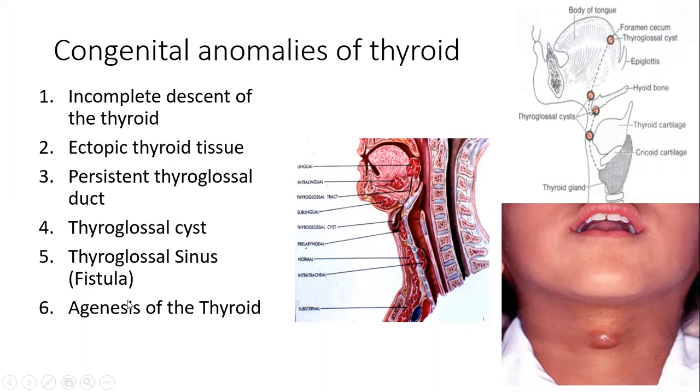And sometimes there can be agenesis of the thyroid gland. There can be a very small thyroid gland which might not have developed. Sometimes there can be a thyroglossal cyst. This is actually the picture of the thyroglossal cyst here. And sometimes there can be agenesis, where there is no development of the thyroid gland itself. So these are some of the congenital anomalies: incomplete descent of the thyroid gland, ectopic thyroid tissue, persistent thyroglossal duct, thyroglossal cyst, thyroglossal sinus, and agenesis of the thyroid gland.